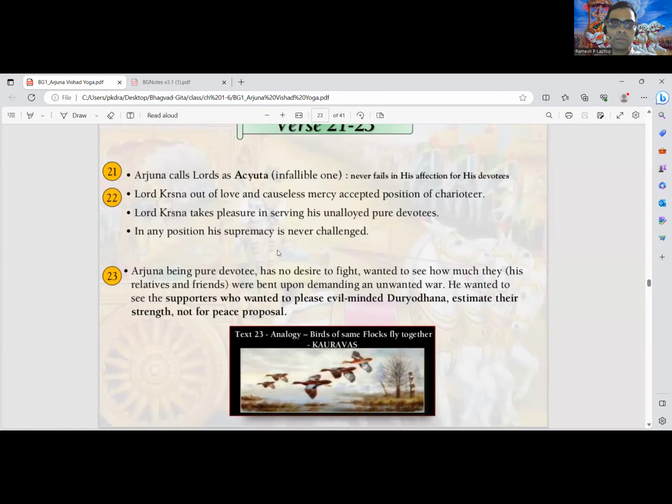And the same thing: Arjuna is a pure devotee and a soft-hearted person. He's actually a saintly person, because in the past, the kings or the rulers who were there were Raj Rishis.